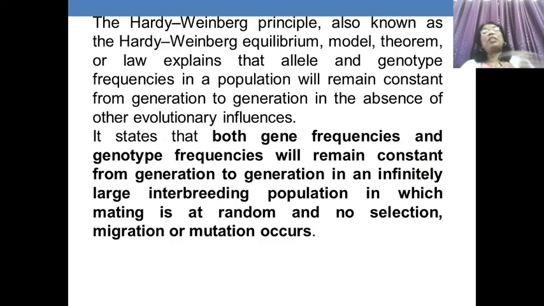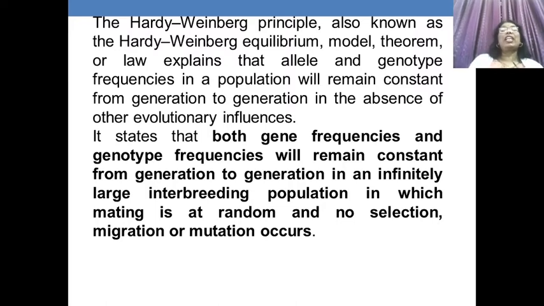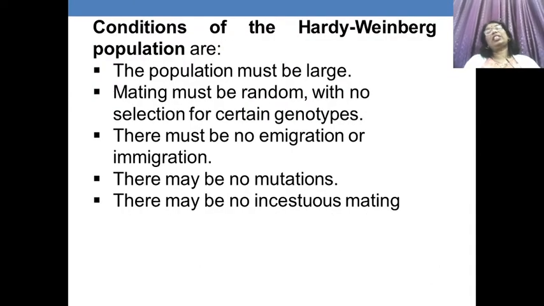The Hardy-Weinberg principle, also known as the Hardy-Weinberg equilibrium model, theorem or law, explains that allele and genotype frequencies in a population will remain constant from generation to generation in the absence of other evolutionary influences. Therefore, it states that both gene frequency and genotype frequency will remain constant from generation to generation in an infinitely large inbreeding population in which mating is at random and there is no selection, migration or mutation.